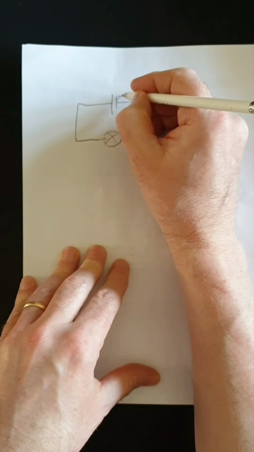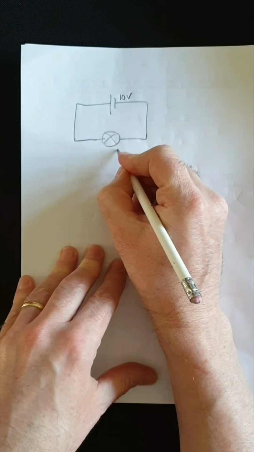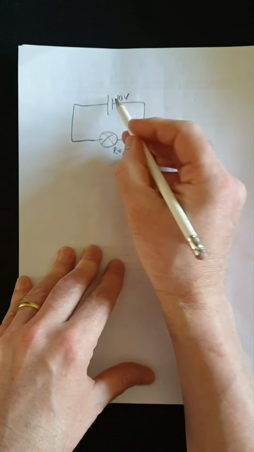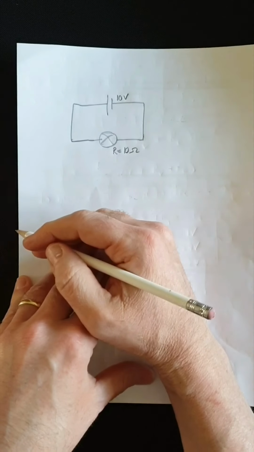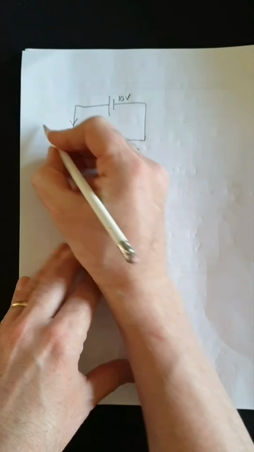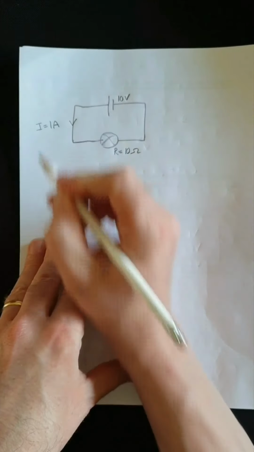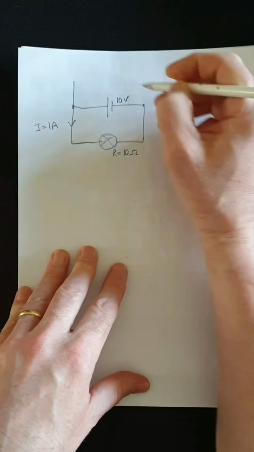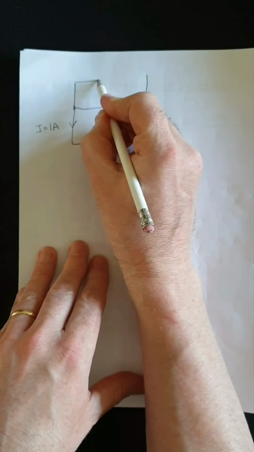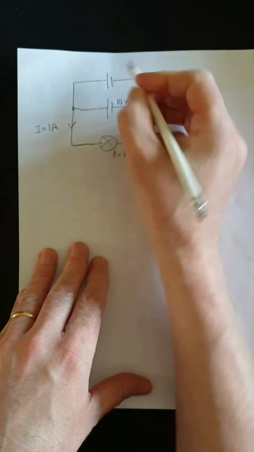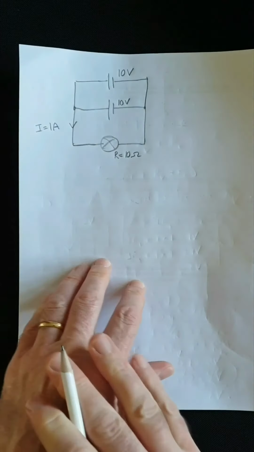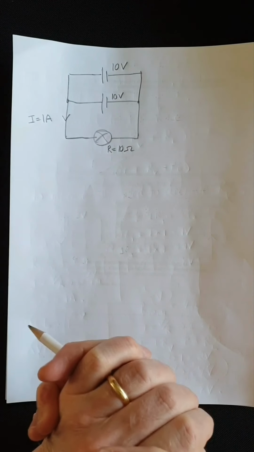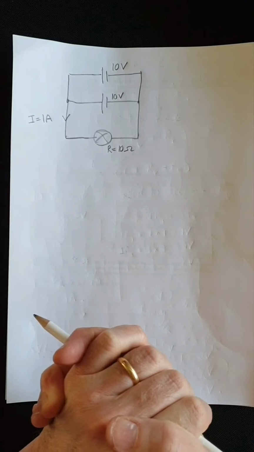Let's say, for convenience, that the EMF is 10 volts and the resistance of the lamp is 10 ohms, which means that our current is going to be 1 amp. Now, if I place another cell in parallel like this, I'm going to assume that there is no internal resistance initially. Let's take a look at what Kirchhoff's law tells us about this.